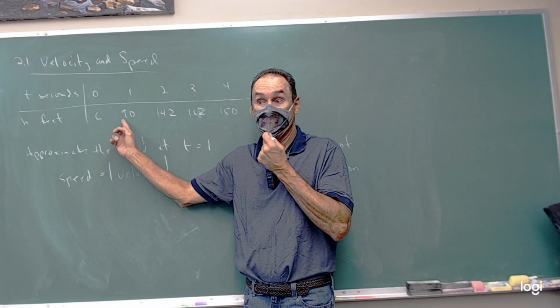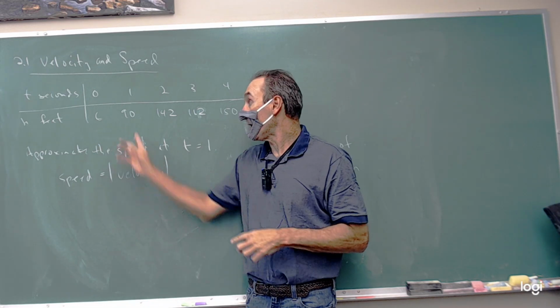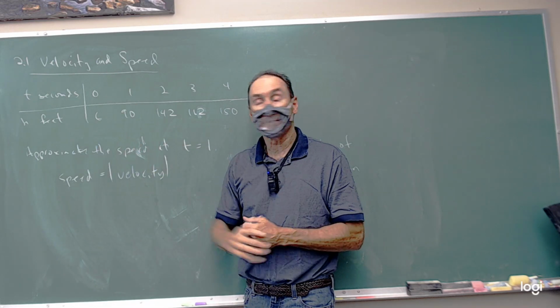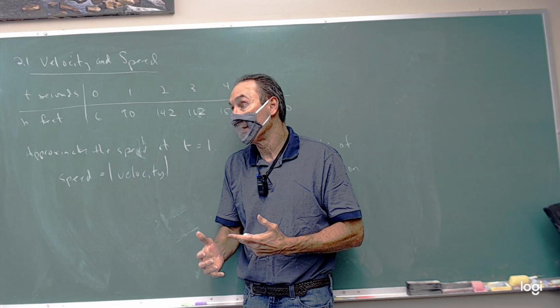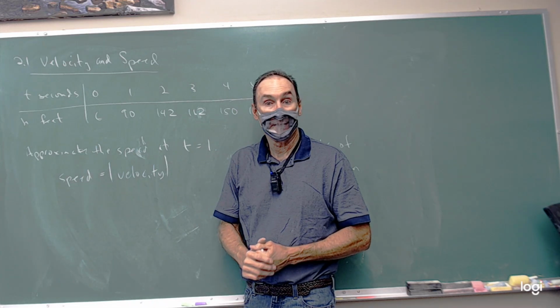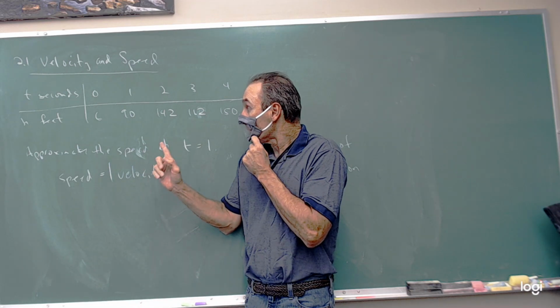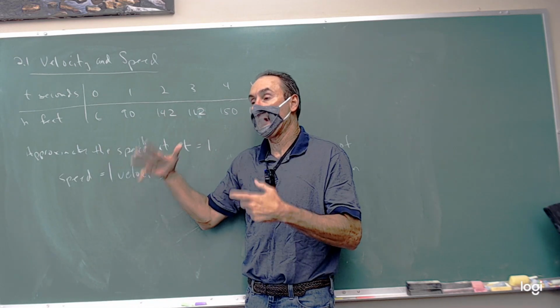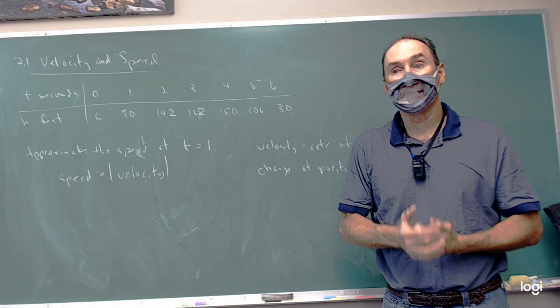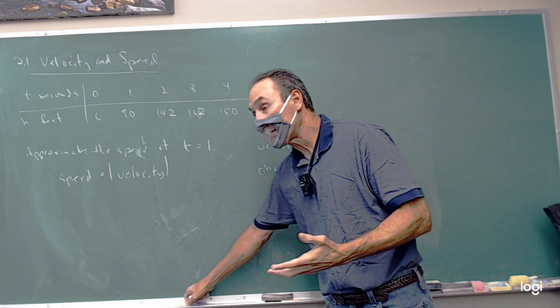That's how high it is up in the air. We don't know, it looks like it's moving up. So it looks like anyway that the velocity is going to be positive. And the speed is always going to be positive or 0 because the speed can't be negative. So if we don't know the velocity, we only know its position, how do we approximate the speed at t equals 1? Well, there's 3 ways we can do this.